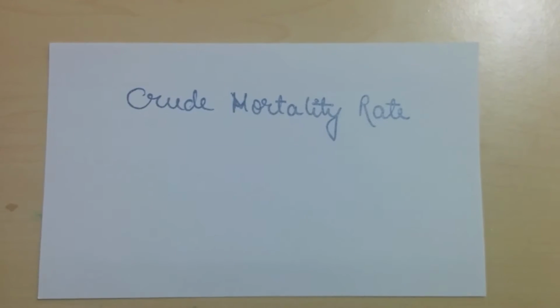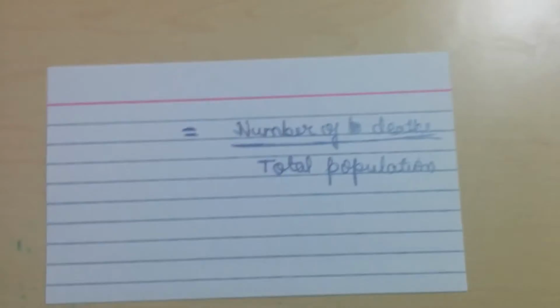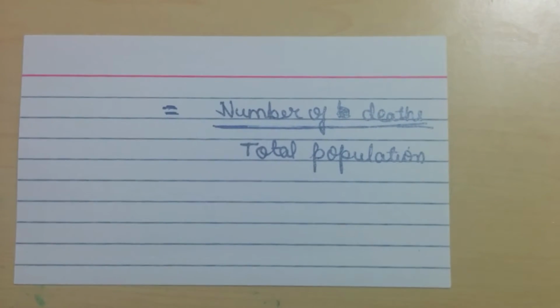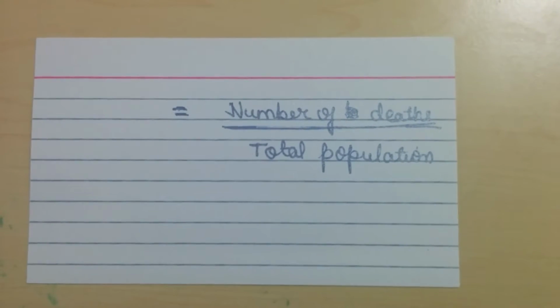Crude mortality rate. Crude mortality rate is the number of deaths over the total population.